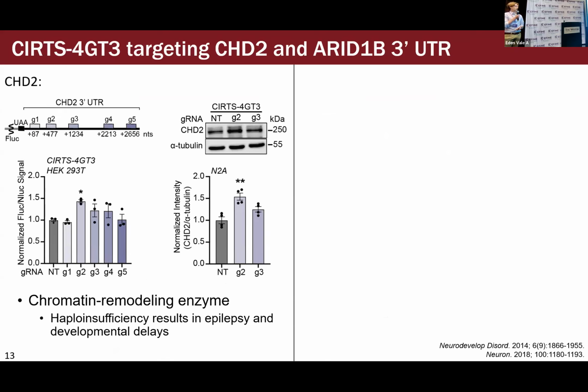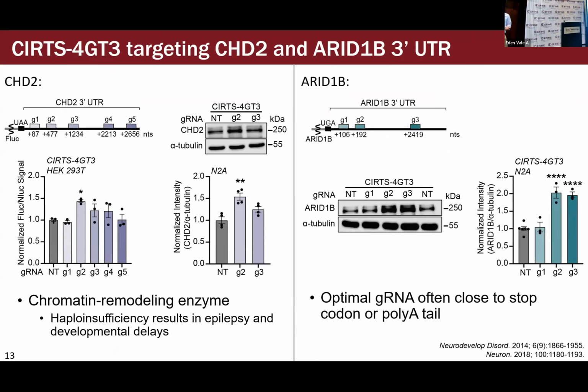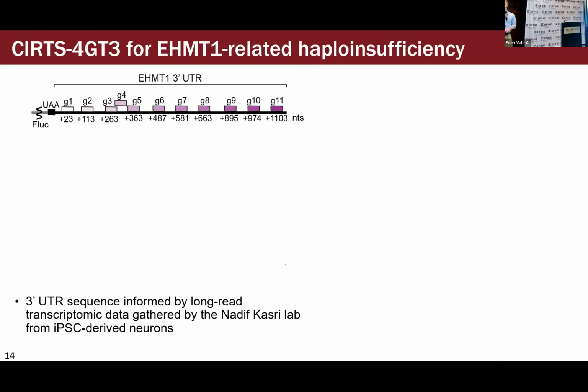We've also expanded this to other targets, some other chromatin remodeling enzymes such as CHD2, where we repeated a similar pipeline to find guides that can upregulate CHD2 expression in N2A cells as well. And we've also done this with ARID1B, showing that this is generalizable. So I'll end my talk by giving some very preliminary data with our targeting of EHMT1.